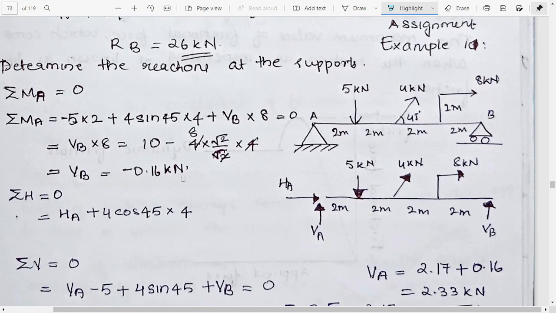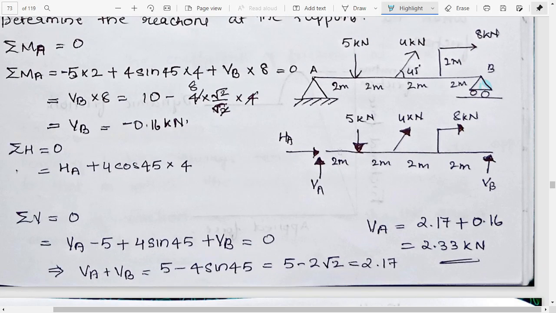Now let us move to the last question here. In this question, we need to find the reactions of the supports. So here we have a hinge, here we have a roller, and here we have a force like this. If we draw the free body diagram, here we have HA, here we have VA, 5, 4, 8, and VB.